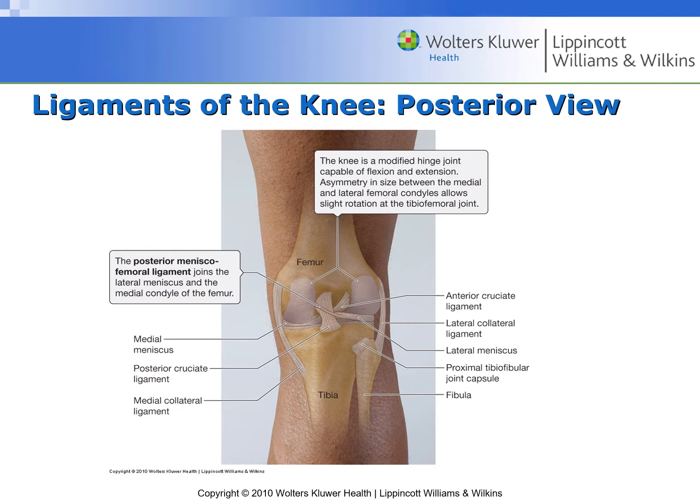And here we have the ligaments of the knee from a posterior view. The posterior meniscofemoral ligament joins the lateral meniscus and the medial condyle of the femur. The knee is a modified hinge joint capable of flexion and extension. Asymmetry in size between the medial and lateral femoral condyles allows slight rotation at the tibiofemoral joint.